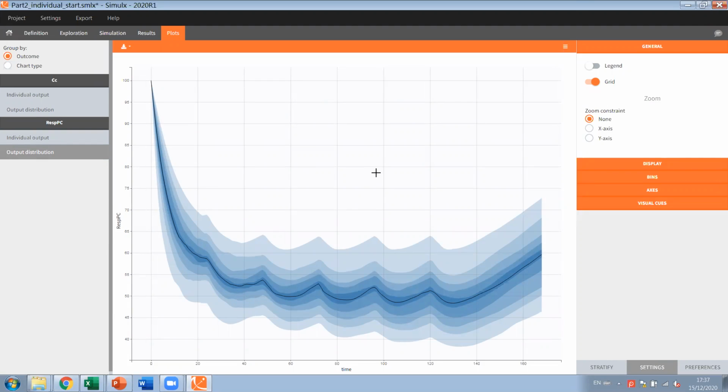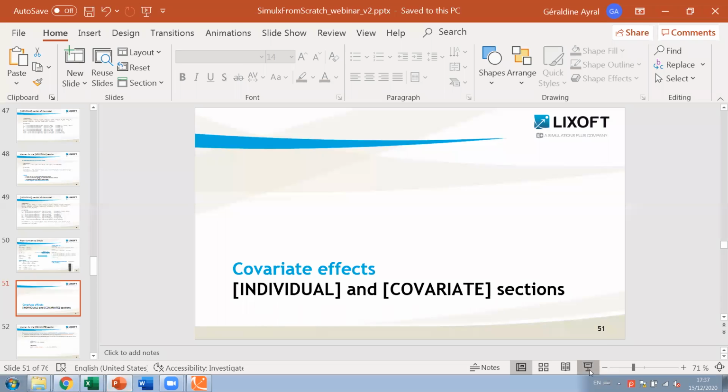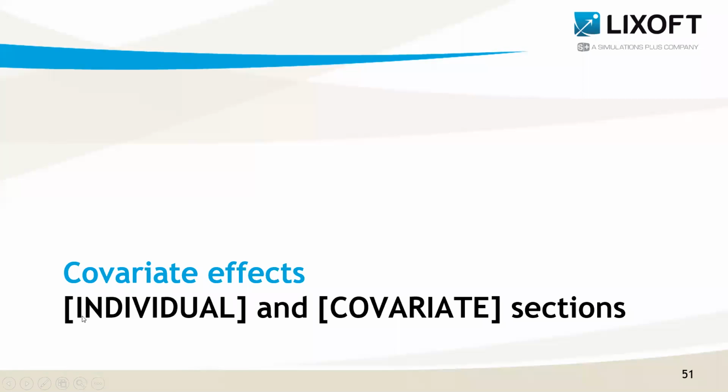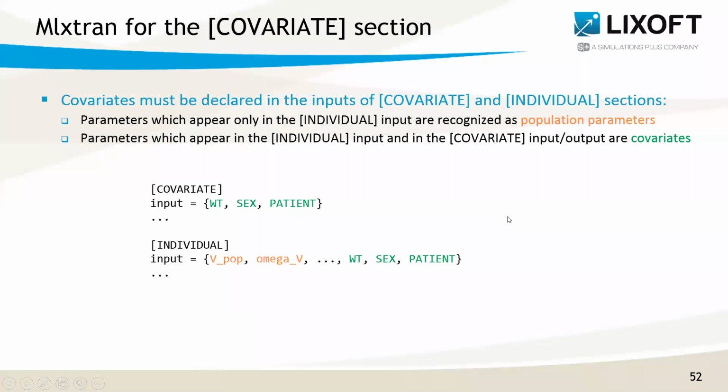So that's nice, but you remember that actually we have found during the modeling that we had covariate effects on our parameters. So what I would like to do next is to add these covariate effects. This is done in the block individual and covariate. So here the rule is that the covariates must be declared both in the inputs of the covariate and of the individual section. So this is what I have done here.